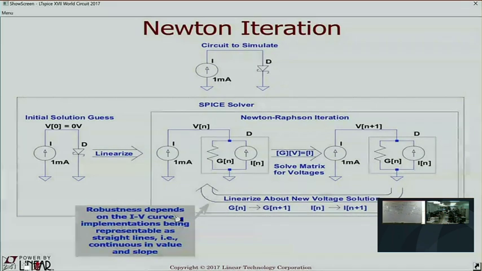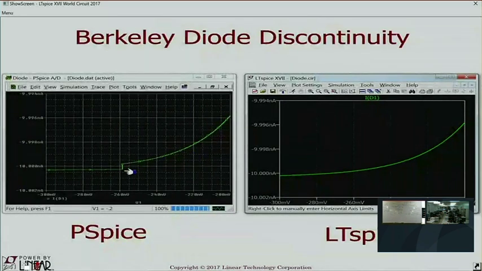For example, here's a diode in Berkeley SPICE. That's a discontinuity in the diode. It's just a bug in the program, and it's not in LTspice. That's not just in the diode, every PN junction in Berkeley SPICE has that discontinuity. So it's in the diode, it's in the JFET, it's in the bipolar transistor, it's the substrate of a MOSFET. BSIM3 has that discontinuity in it.